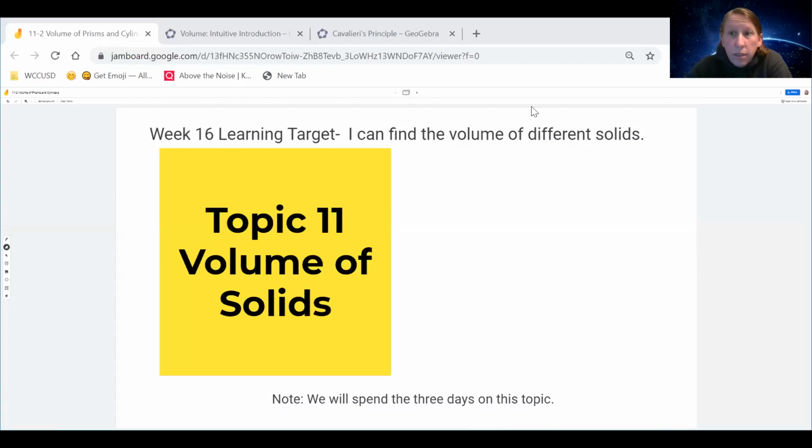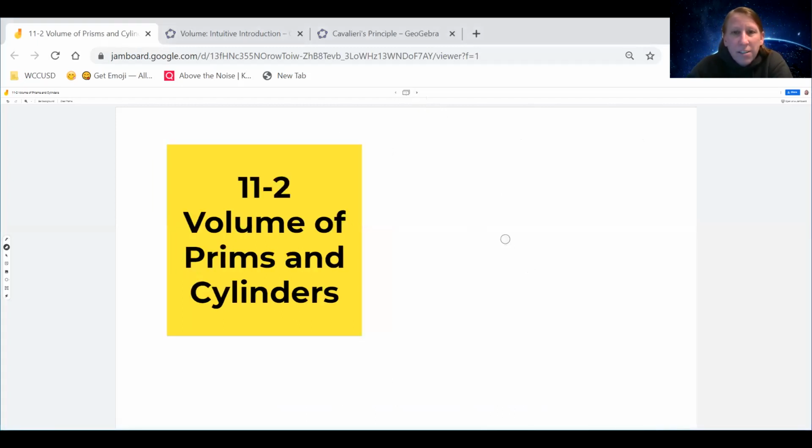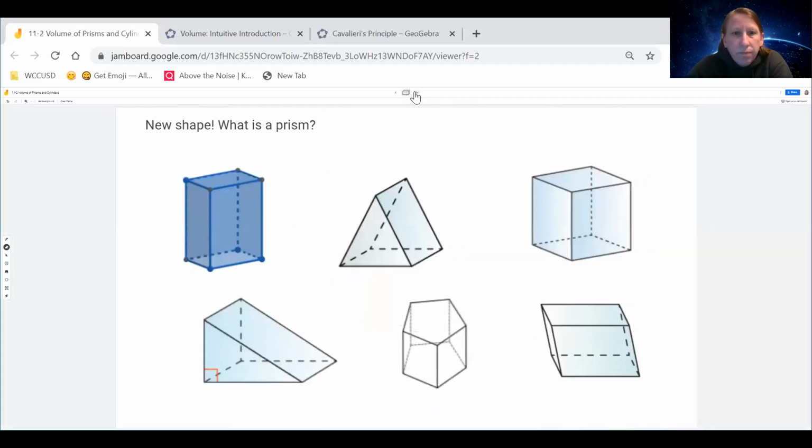Hello students, we are doing volume of different solids, and today we're doing volume of prisms and cylinders. So, new shape, what's a prism? These are prisms. What kind of prisms are these?